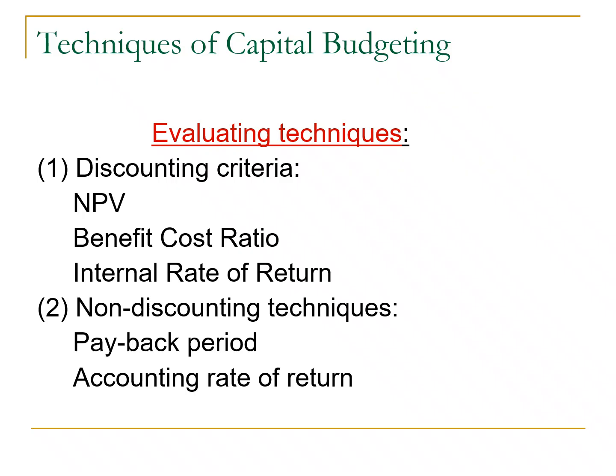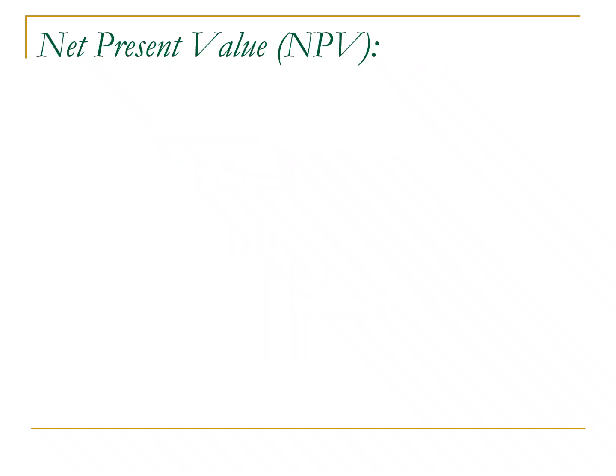First one is discounting criteria. In the discounting criteria, we have three techniques. First one is NPV, that is net present value. Second one is the benefit cost ratio method, and third one is IRR, that is internal rate of return. Second is the non-discounting technique, and we have two techniques, that is payback period and ARR, that is accounting rate of return.